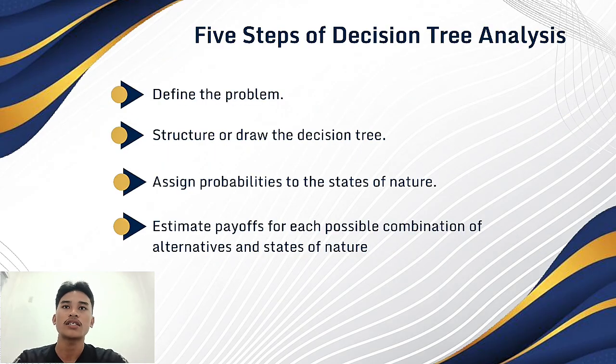So for the next slide, five steps of decision tree analysis. First is define the problem, second is structure or draw the decision tree, third is assign probabilities to the state of nature, and last is estimate payoffs for each possible combination of alternatives and state of nature.